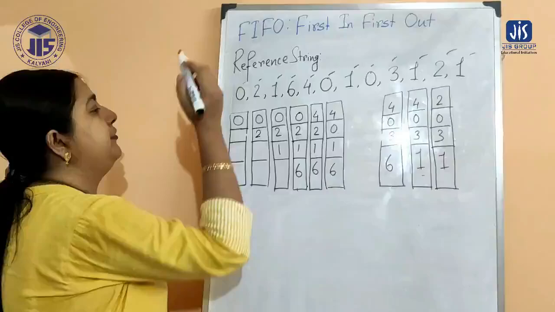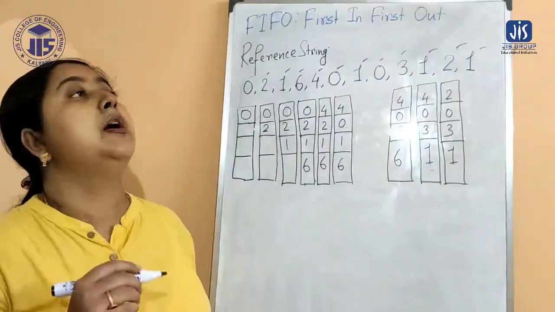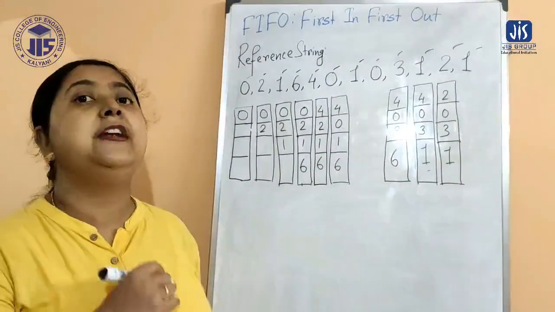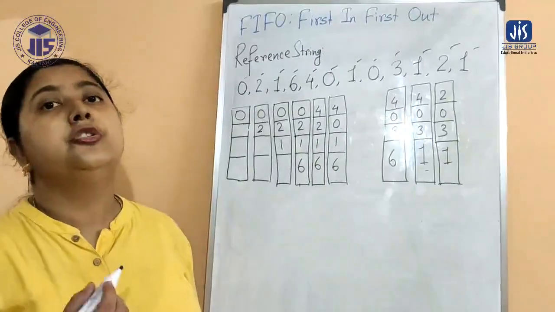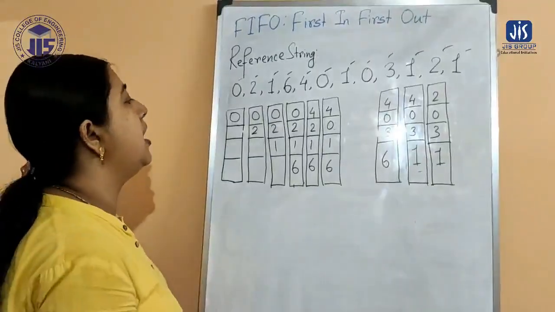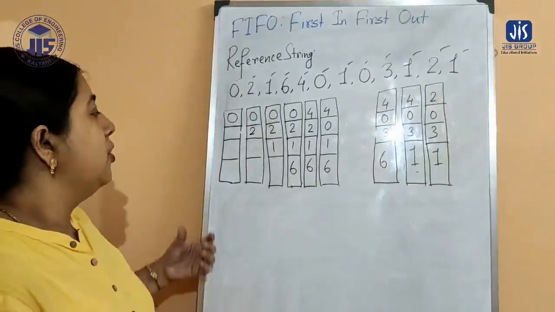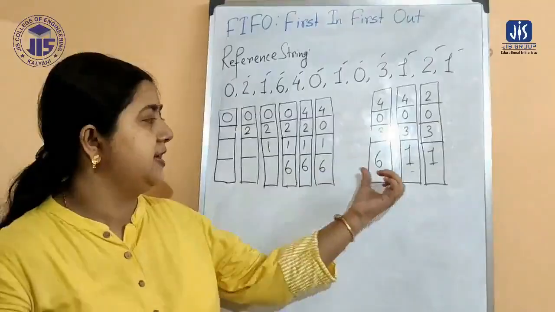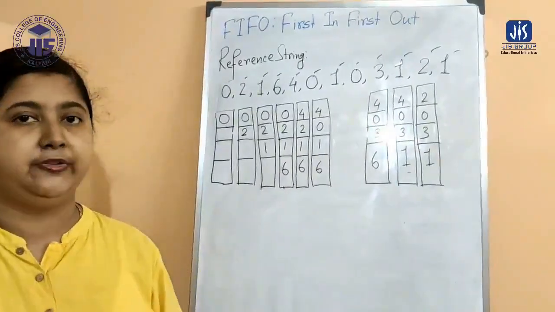So here we are using FIFO. The page which came in first is going to go out first, so we need to replace the oldest page. Now we need to check in which cases a page fault will be generated.